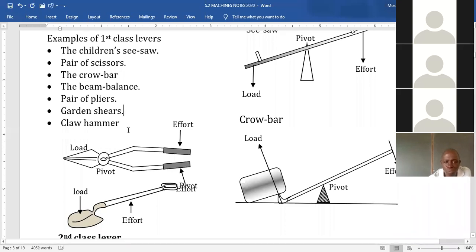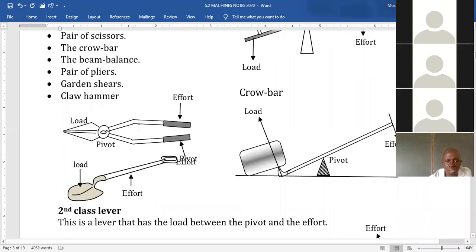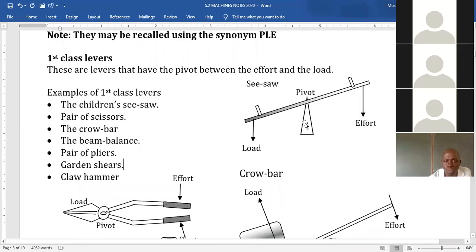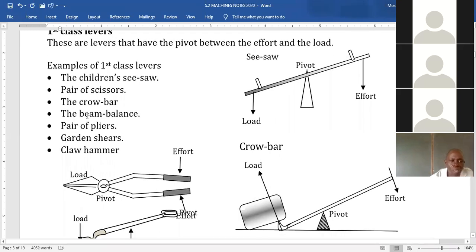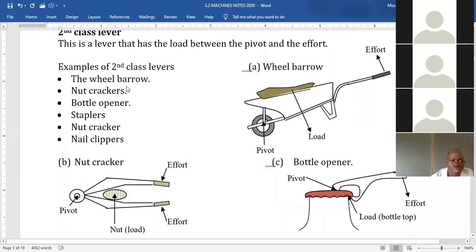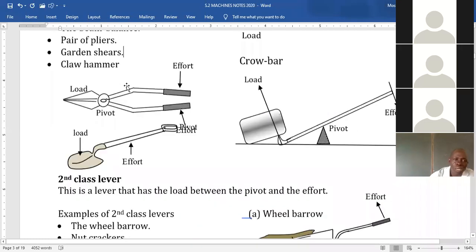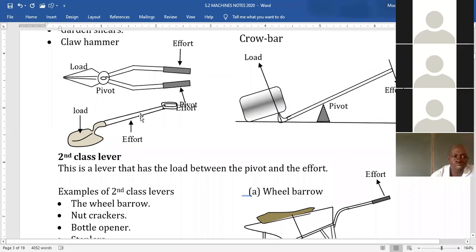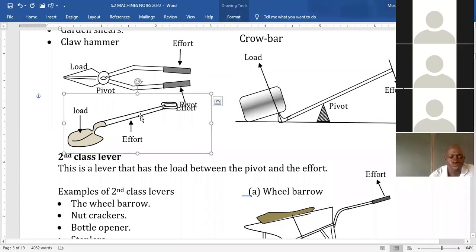What else should be removed? Let me see. The garden shears is, the crowbar is, the scissors also, yes, they are. So the ones that are remaining are first class levers. The second class lever, I think this one was supposed to land here. The spade is in third class. I don't know why it was brought here, yet it looks like a good diagram. Okay, we shall remove that and put it where it belongs.